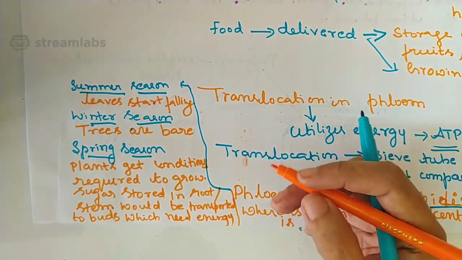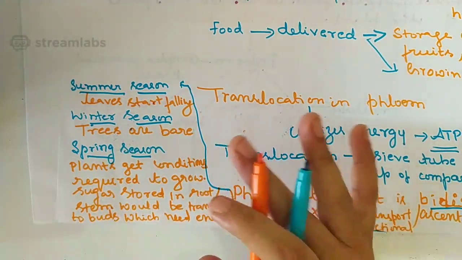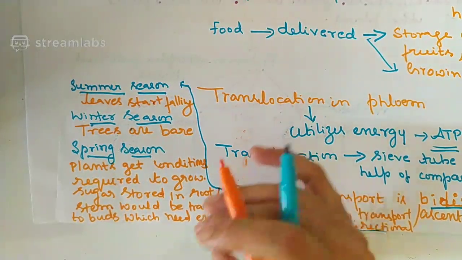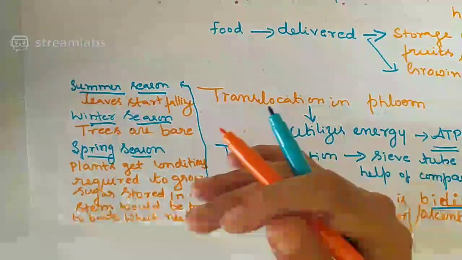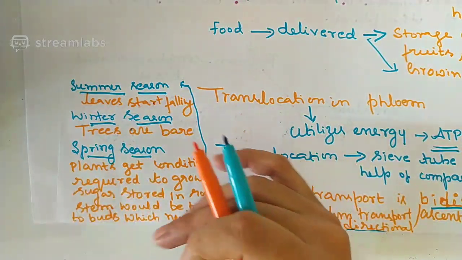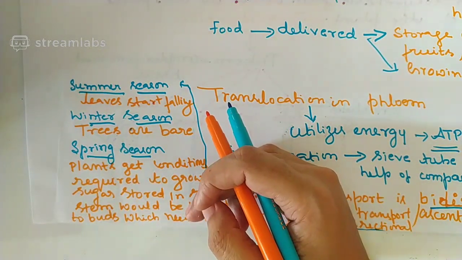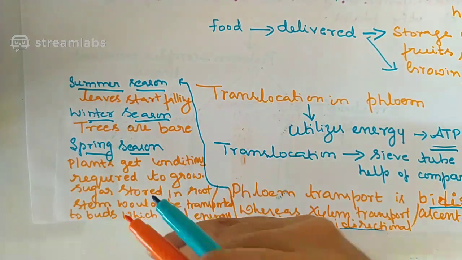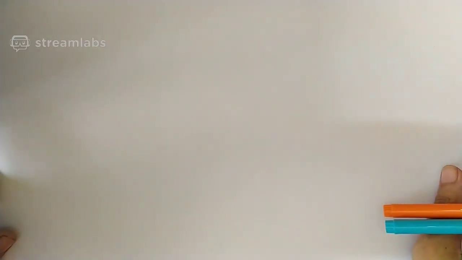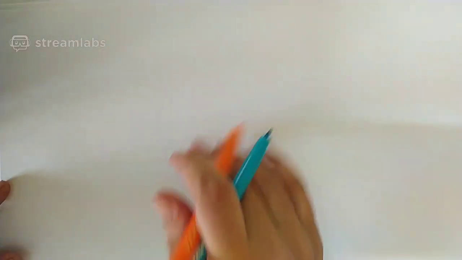It is going to prepare the food, and the food is stored in the storing organ, and whenever it is required for the growth, it will be utilized from this storing organ. It is going to move from this storing organ to the different parts of the plant. So how is the transport of food going to take place? Through the phloem.